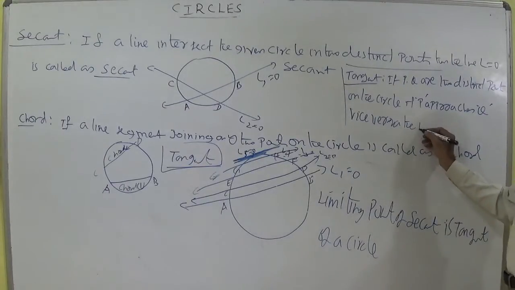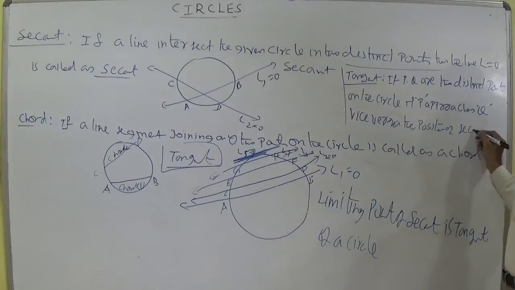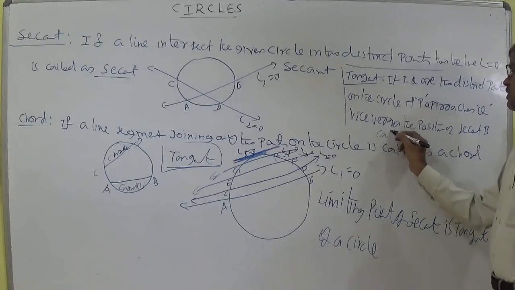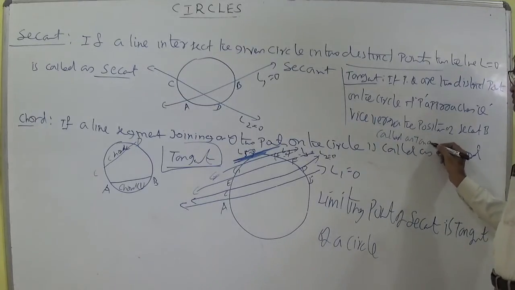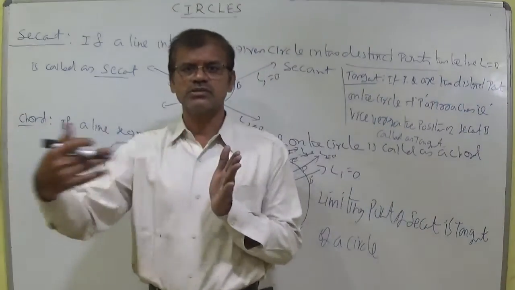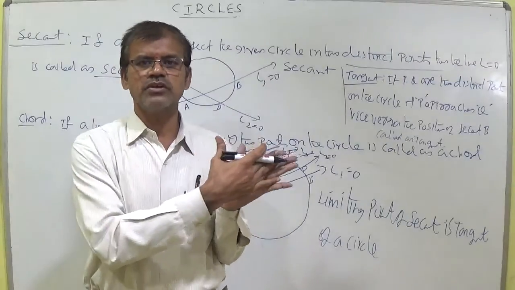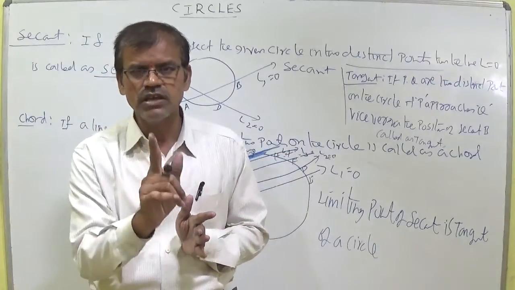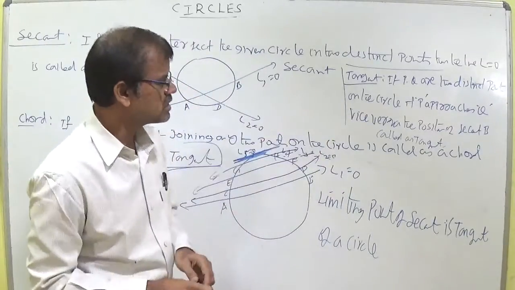The position of the secant is called the tangent. What is the position of the secant? P is going to Q and Q is going to P. I mean, the distance between P and Q is reducing and becoming a single point. That is, the position of that secant is called the tangent.